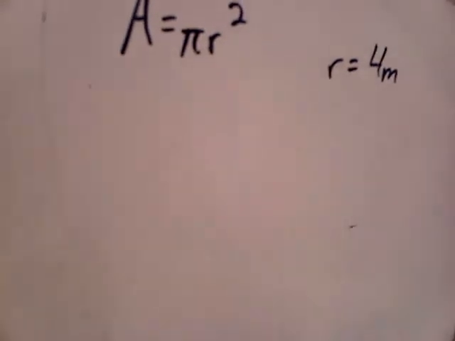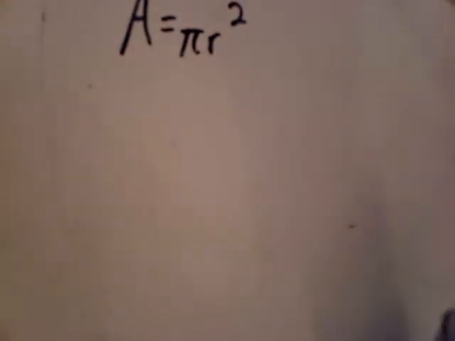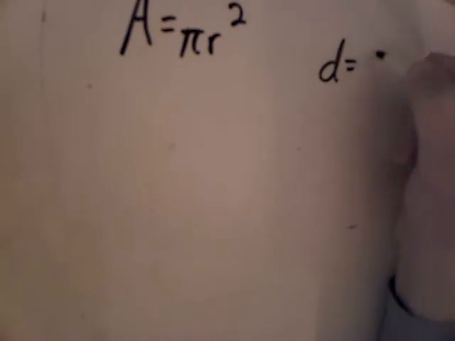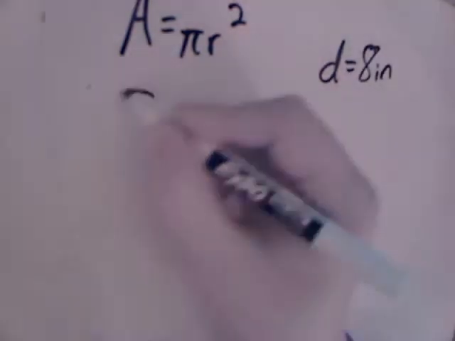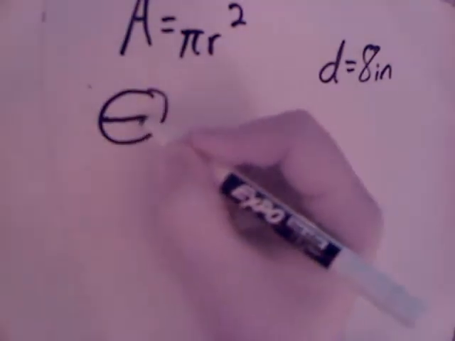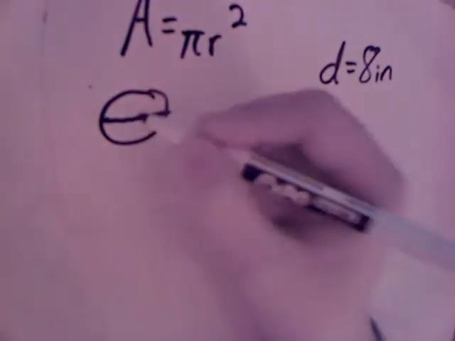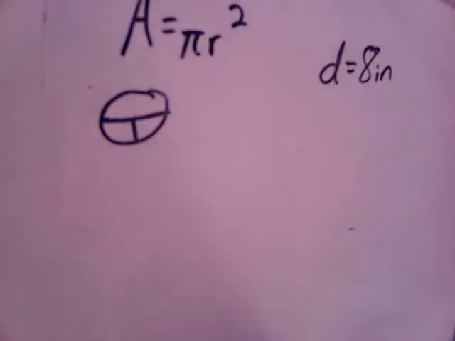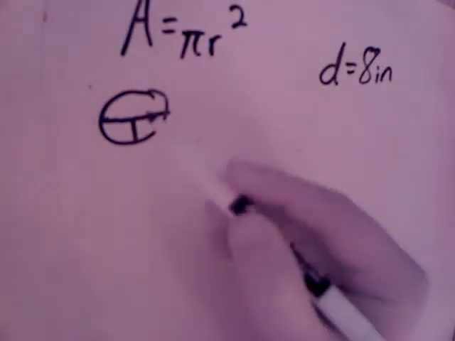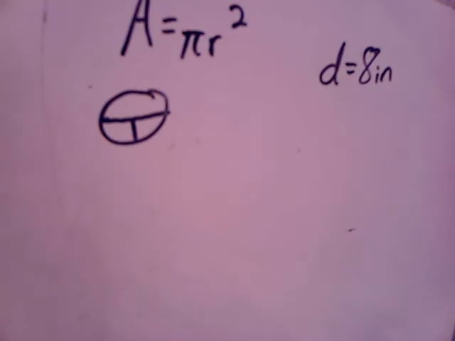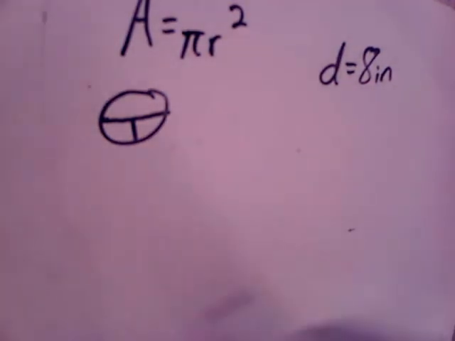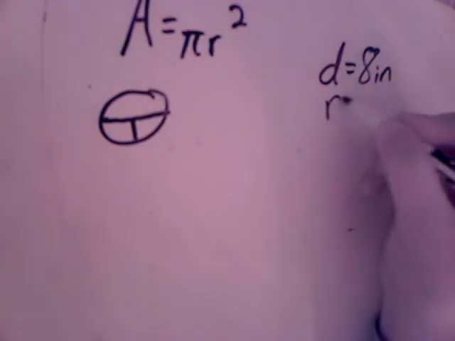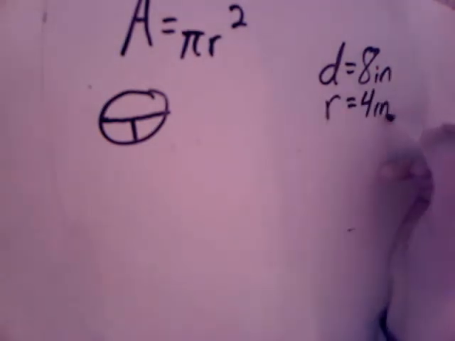Let's go ahead and erase all of this. But what happens when we're given the diameter? When you're given the diameter, remember that on a circle, the diameter goes all the way through, and the radius goes only from the center to the edge of the circle, which means that the radius is half of the diameter. So if the diameter is 8 inches, the radius would be 4 inches.